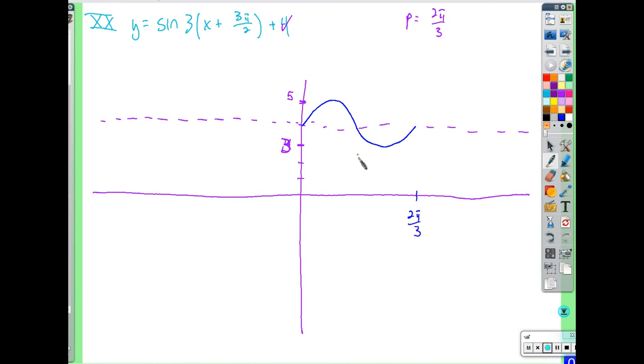All right, where would this be? Well, this would just be pi over 3, just half of that. This would be half of that, that'd be pi over 6. And half of that would be halfway between here and there. This would be 3 pi over 6.